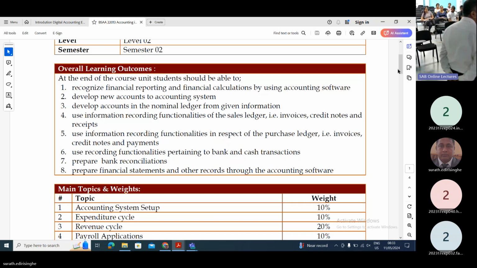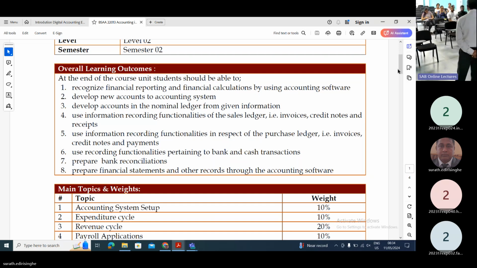First one, students should recognize financial reporting and financial calculation by using accounting software. But normally, all of you have experience and knowledge in the accounting process. As part-time students, you may have audit firm experience or private or public sector experience.